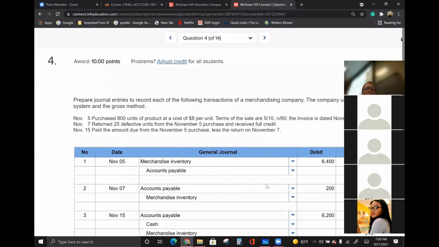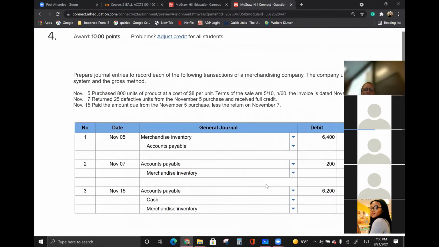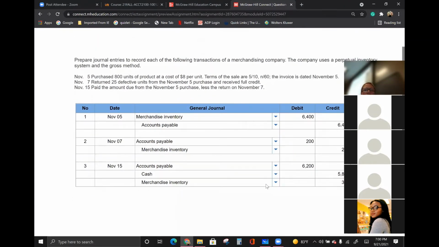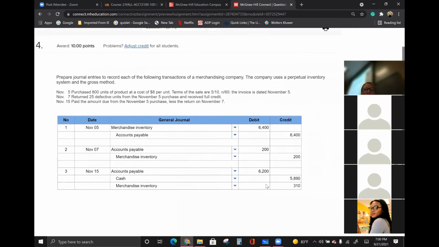Okay, so number 4, we're going to prepare journal entries to record each of the following transactions of a merchandising company. The company's using the perpetual inventory system and the gross method. So we're recording as we go. On November 5th, we purchased 800 units of product at a cost of $8 per unit. So we're going to have to calculate that out, right? It's telling me 800 units at $8.